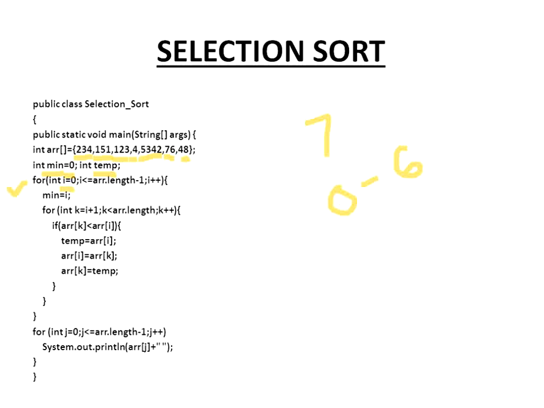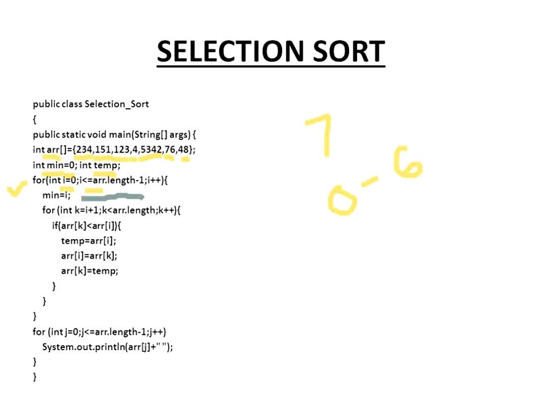Now here we have a for loop. For int i = 0, we have initialized i. Its initial value is 0. Then i is less than or equal to arr.length. Now you can see arr is basically the name of the array that we have declared. So this is the array, arr.length minus 1.